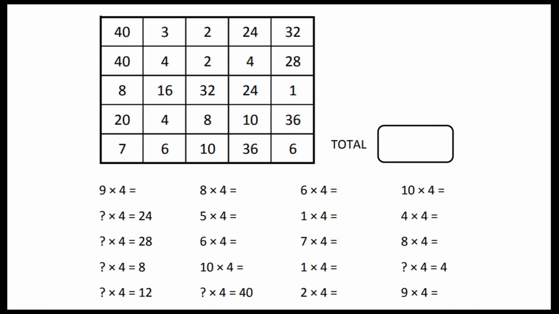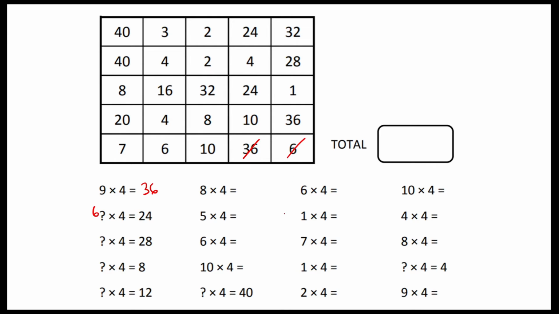Your second task is to try and find my missing total. In order to do this, you need to answer the questions at the bottom and cross the corresponding values from the grid. So for example, 9 times 4 is 36. I can cross the number 36 from my grid. And likewise, something times 4 is 24. I know the answer to that is 6, so I can also cross a 6 off.